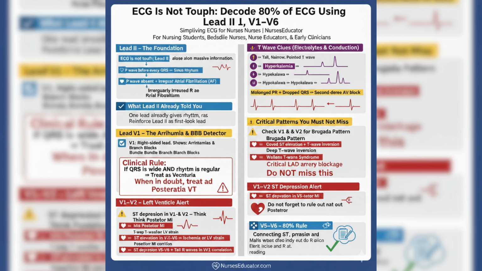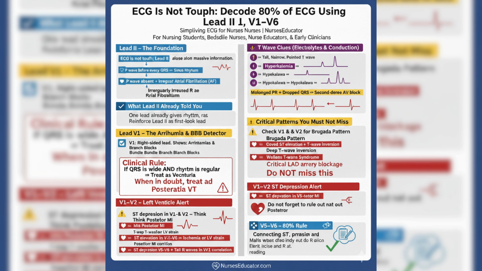Do not miss this. Now, if you see ST depression in V1 and V2, never forget to think about posterior myocardial infarction. That's when the ECG asks you to look at V5 and V6. These leads tell the story of the left ventricle. ST elevation in V5 and V6 means lateral myocardial infarction. T wave inversion here suggests ischemia or left ventricular strain. And ST depression in these leads, along with tall R waves in V1, again points toward posterior myocardial infarction.